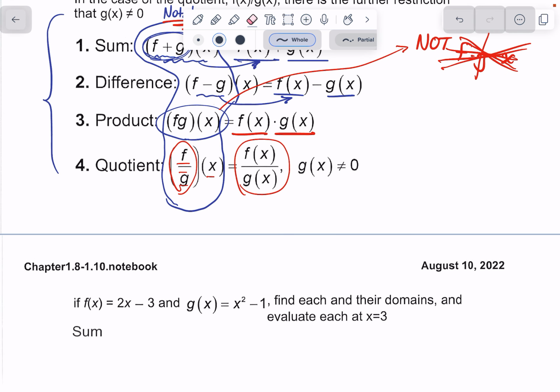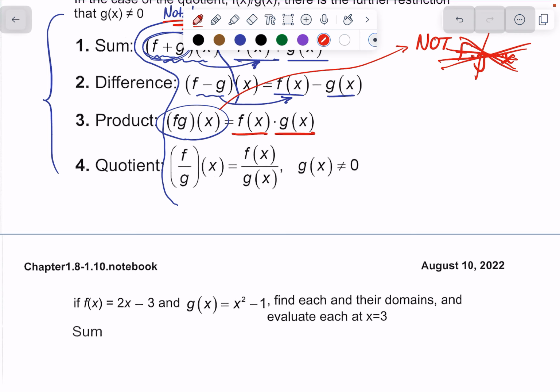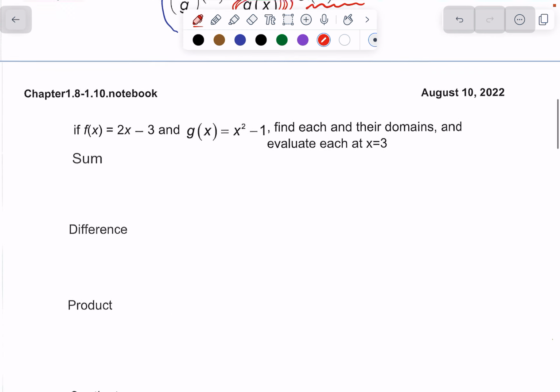What's special about the division, though, is because of that one rule I told you guys, never divide by 0, we cannot allow this bottom function to ever equal 0, because of this rule for a domain. So there's this restriction here: g of x cannot equal 0. And that's going to be important when we talk about domain and range. So let's go through some examples.